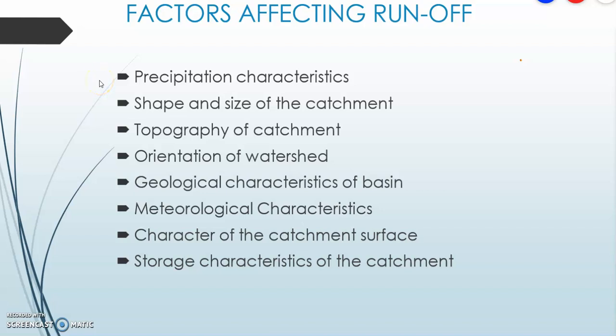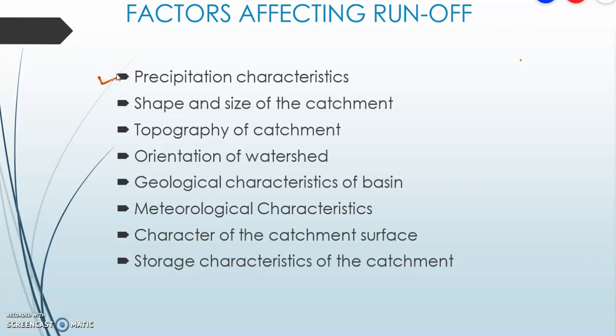Hello everyone. In the last session, we discussed different morphological characteristics, such as drainage density, stream density, elongation ratio, and compactness coefficient. In today's session, we will discuss the factors affecting runoff. There are different factors which affect runoff. We will start with the first one, that is precipitation characteristics.